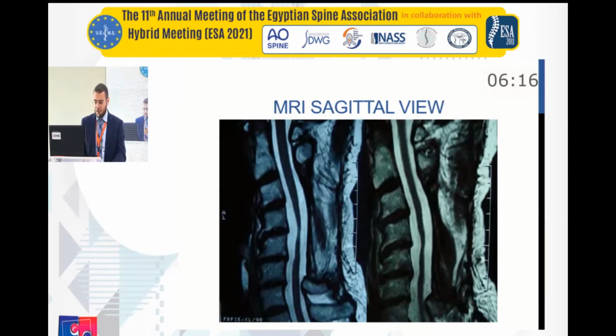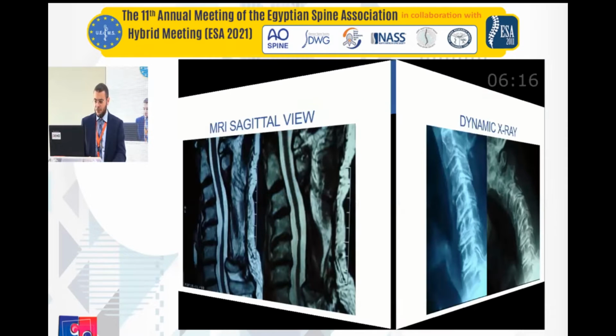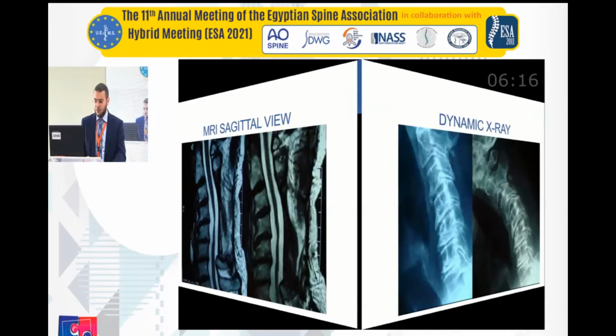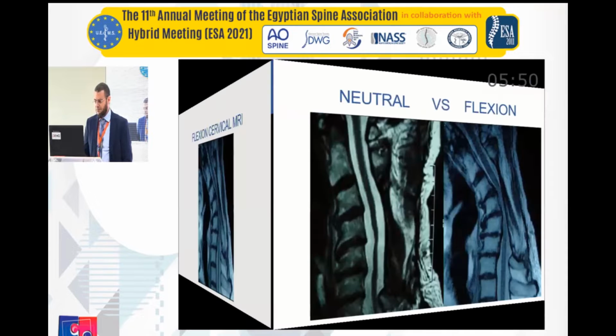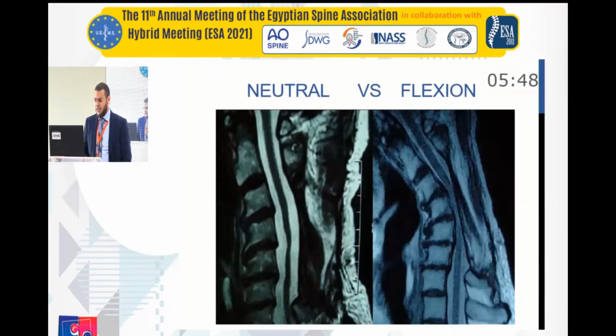We did a dynamic X-ray. As we all know, there is a kyphosis, but when you see the flexion MRI, you can see a very significant cord compression posteriorly here, with the scarring that this patient has after laminectomy. Each time this patient flexes his neck, there is trauma to the spinal cord, with compression and squeezing of the cord, as you can see. When you compare the neutral and flexion for the same patient, there is very significant cord compromise with dynamic movement of his neck.